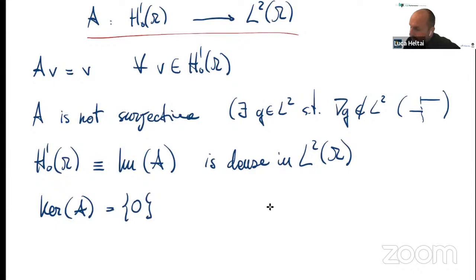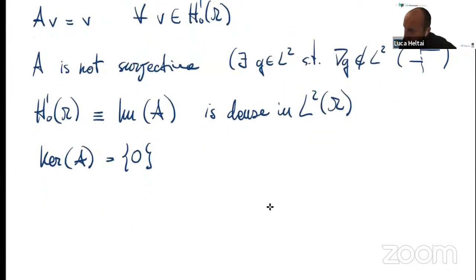And because there's an identity there, the only object that actually makes A equal to zero is the zero object. So if you take P equal to zero, what we have here is that the kernel of A is equal to zero.